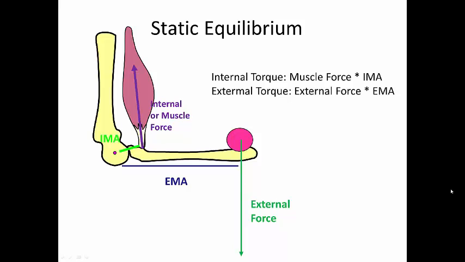All right, so now let's pull the internal and external torques together into a concept called static equilibrium. This is how we can analyze any exercise that we do. You take a snapshot, so you stop the motion, and analyze the external force due to the external load times the external moment arm, and that needs to be equal to the internal or muscle force times the internal moment arm. So the internal torque, muscle force times IMA, and external torque, external force times EMA, are equal. So muscle force times IMA is equal to external force times EMA.